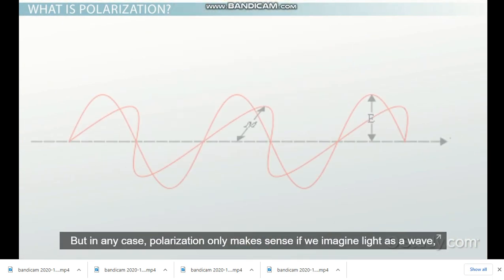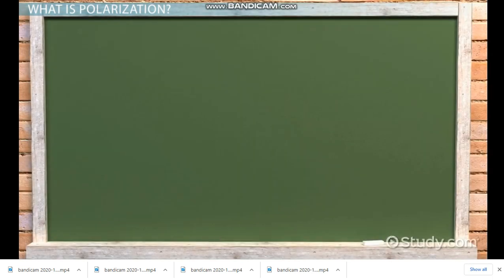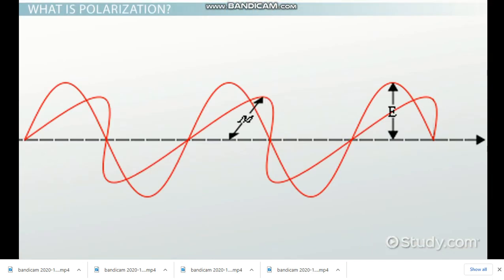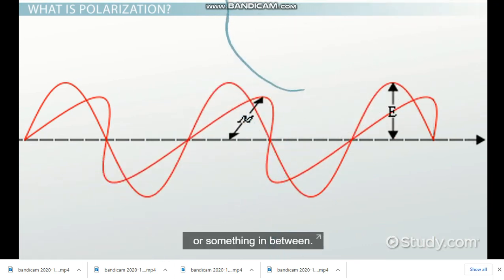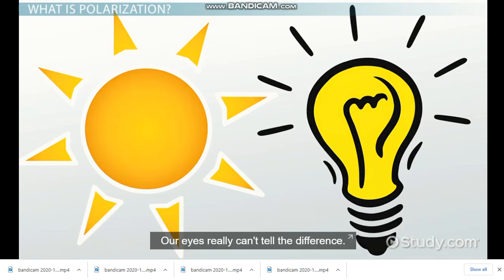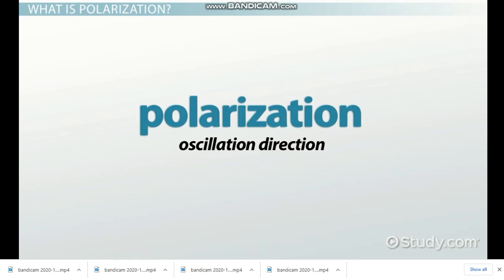But in any case, polarization only makes sense if we imagine light as a wave, like a line waving up and down as it moves from your lamp to your eyes. That wave can oscillate in lots of different directions. It can wave this way, or this way, or something in between. Most light, like from the sun or a light bulb, is a mixed mess of light waves that oscillate in all kinds of directions. Our eyes really can't tell the difference. But this oscillation direction is called the polarization of the light.